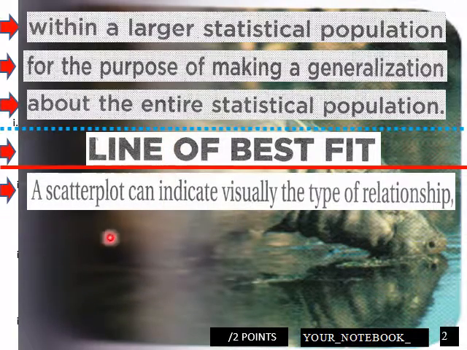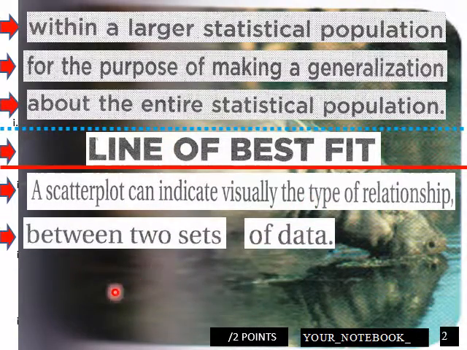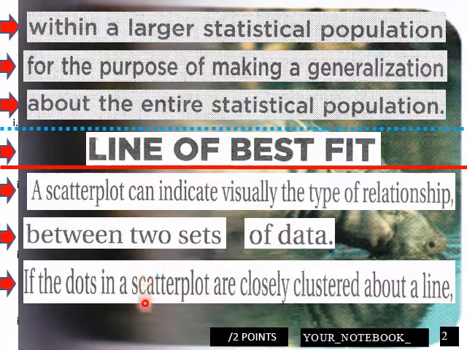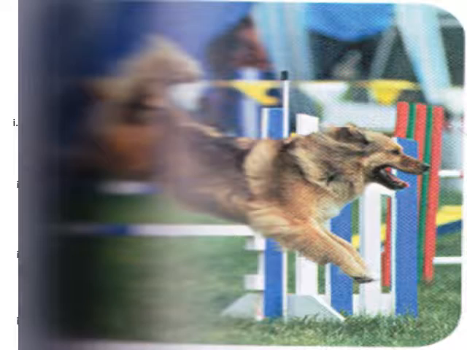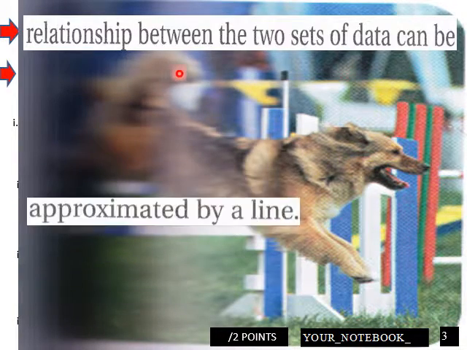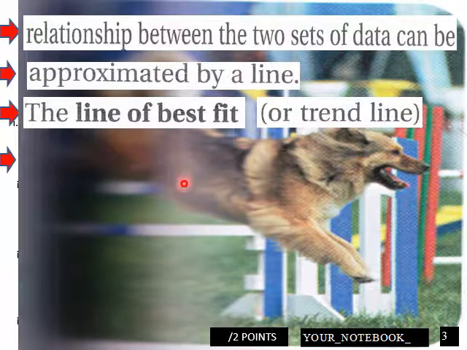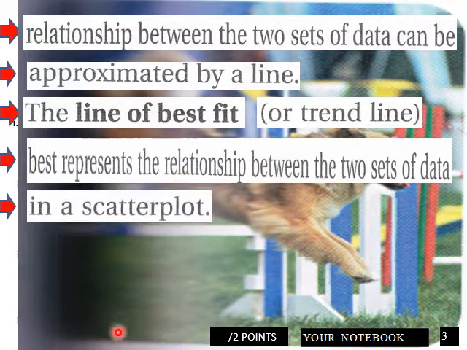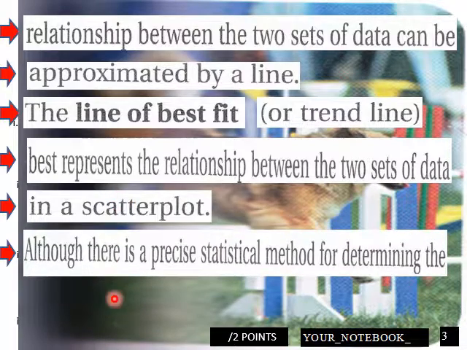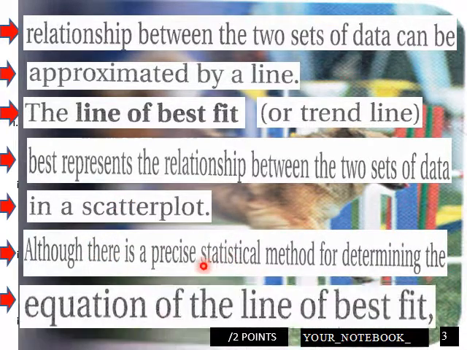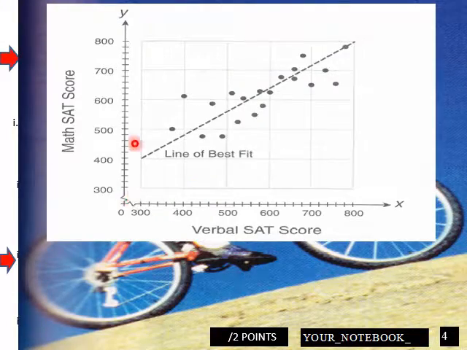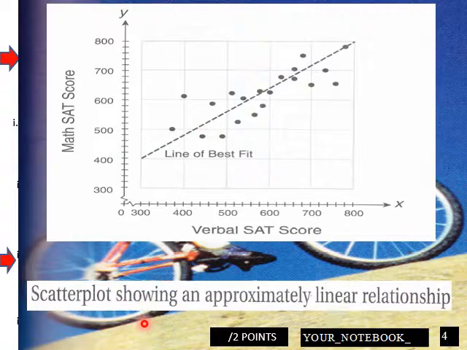The line of best fit can usually indicate this type of relationship. If the dots in a scatter plot are clustered about a line, then the relationship between the two sets of data can be approximated by a line. The line of best fit, or a trend line, best represents the relationship between two sets of data in a scatter plot, although there is a precise statistical method for the equation of a line of best fit. Here is an example of a line of best fit.